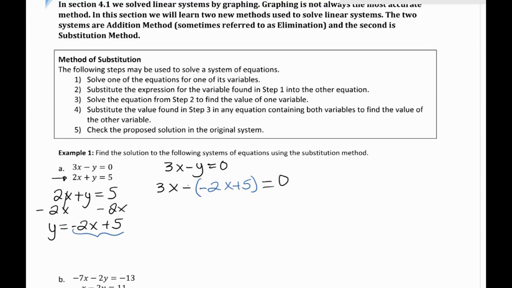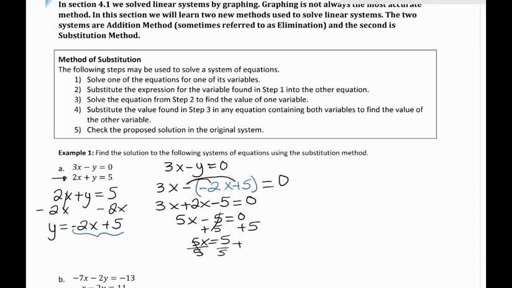equal to 0. We use the distributive property, so we have 3x, negative times a negative is a positive, plus 2x, negative times a positive is a negative, minus 5, equal to 0. We combine like terms, 3x plus 2x, 5x, minus 5 equal to 0. And then we solve for x. So we add 5 on both sides. I have 5x equals 5. And divide both sides by 5. So x equals 1.